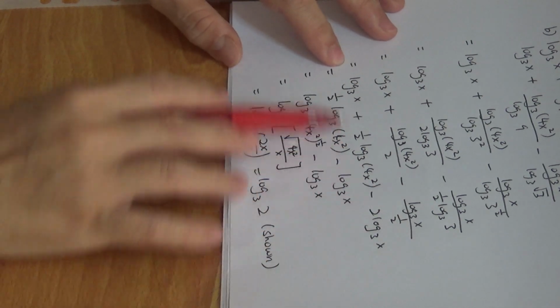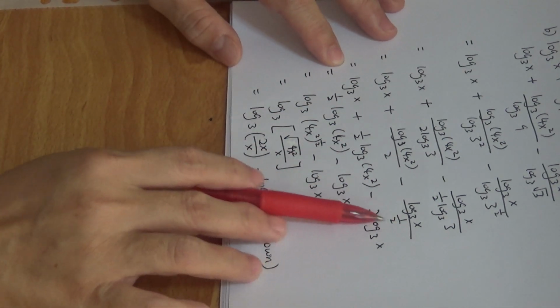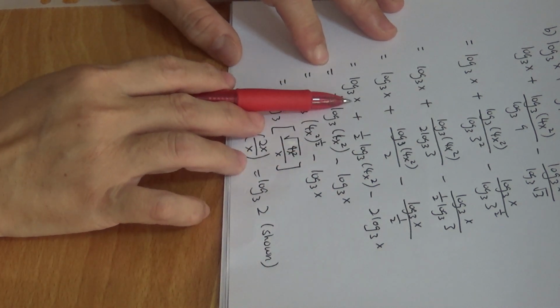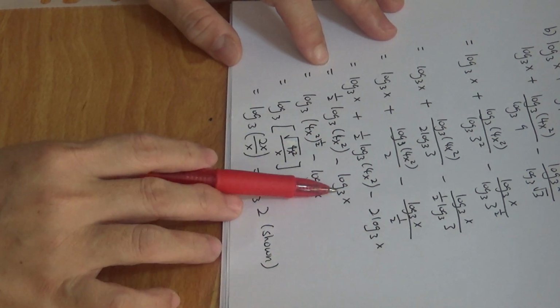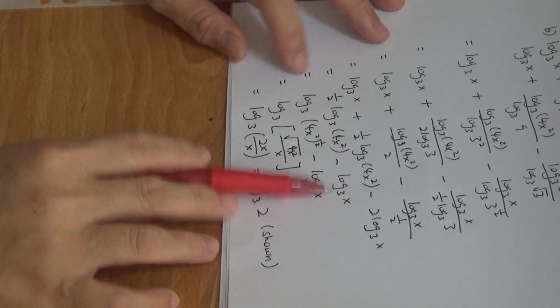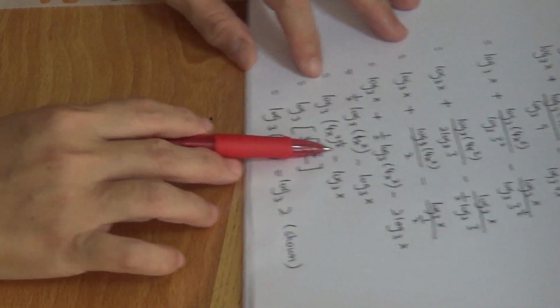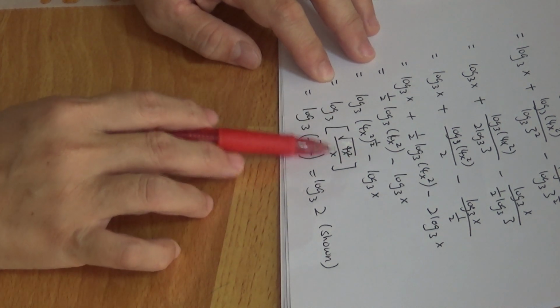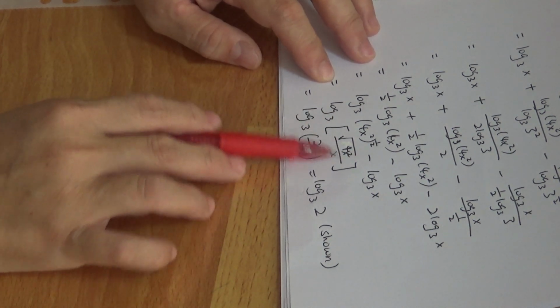I rewrite this in this form. Now, dividing by half is the same as times 2, so I get this one. And log 3x minus 2 log 3x is just minus log 3x. I bring the power up. I'm going to simplify, because it's minus, it means divide according to the division rule.